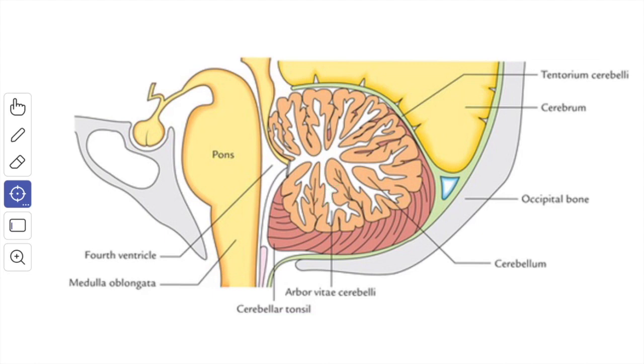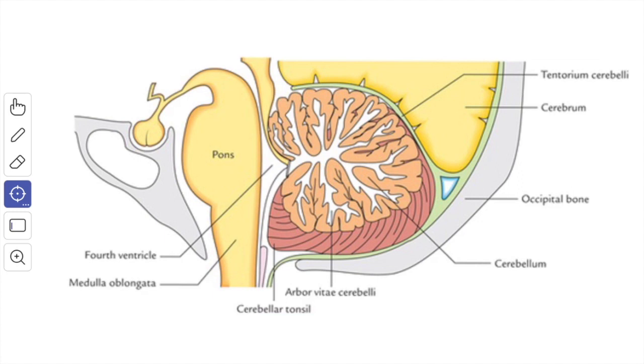When you see the surface of the cerebellum, it bears numerous fissures separating narrow folia. So this is the folia and this is the fissure. So the elevation is called the folia and the depression is called the fissure. So these are mostly transverse. The cerebellum is connected to the brainstem by three pairs of large fiber tracts. They are called the cerebellar peduncles.